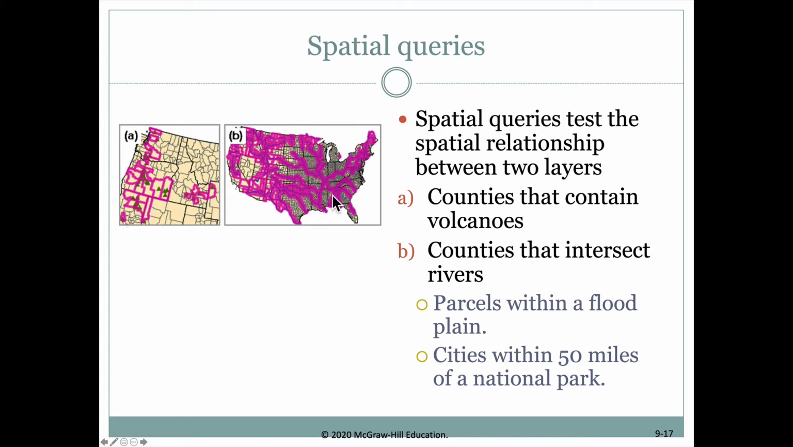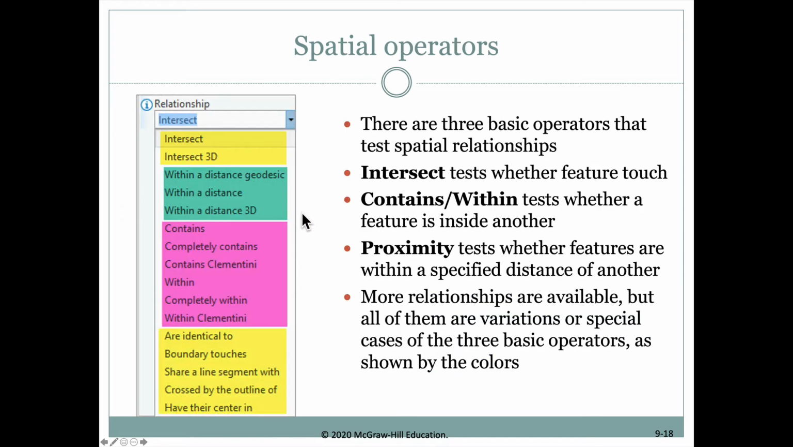Counties that intersect rivers would be another example here. All of these counties within the United States would have a river, right? One of these major rivers running somewhere through it. And other examples would be parcels within a floodplain or cities within 50 miles of a national park. All of these are things where we have to understand the spatial relationship between one or more layers in order to select some of them.